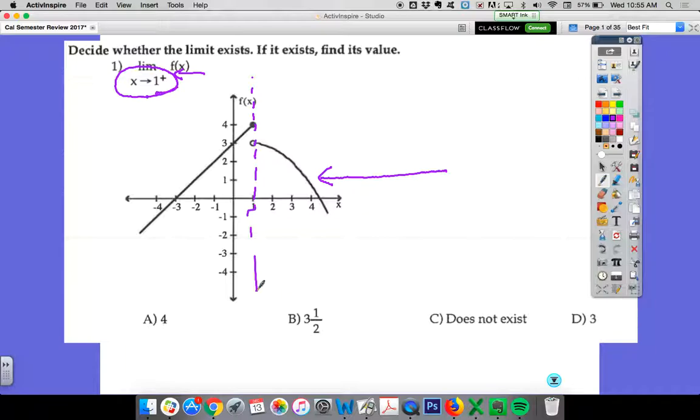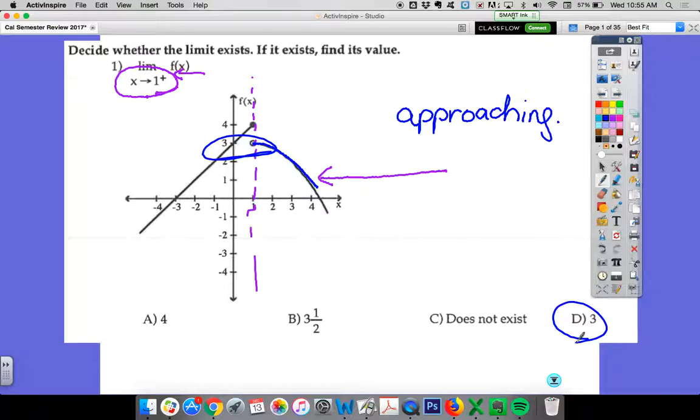Now wait a minute now. You're on this curve, right? So it's right there. Even though it's open, it doesn't matter. If the question is what is y approaching? Remember that was the word. What is y approaching? 3. So that's your answer. You mark 3 and move on.